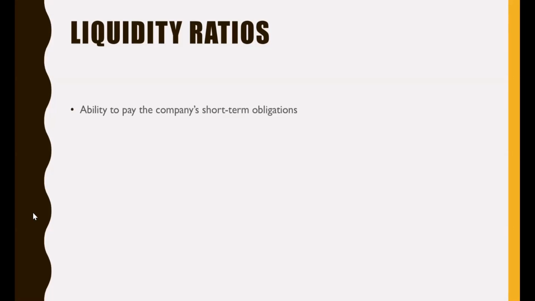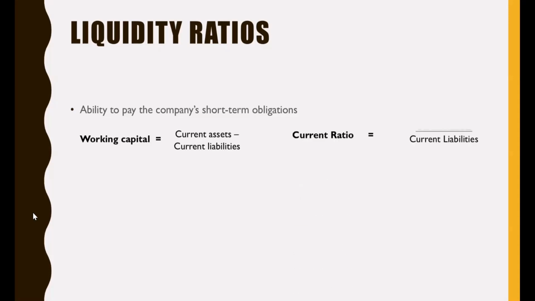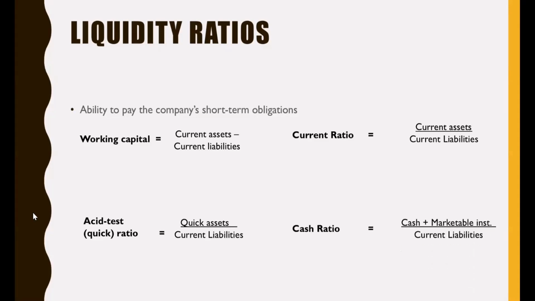Okay, so the following are the ratios under liquidity ratios. We have working capital, and it is computed by deducting the current liabilities from the current assets. Next, we have the current ratio, and it is computed by dividing current assets by the current liabilities. Then we have the acid test or quick ratio, which is quick assets divided by current liabilities. And lastly, the cash ratio, which is cash plus marketable instruments divided by current liabilities.